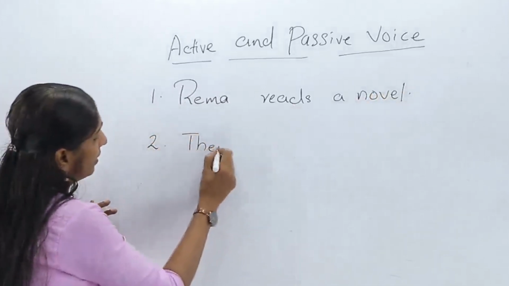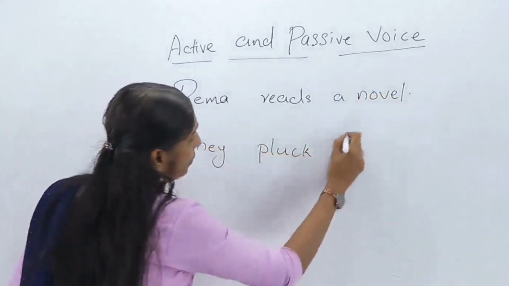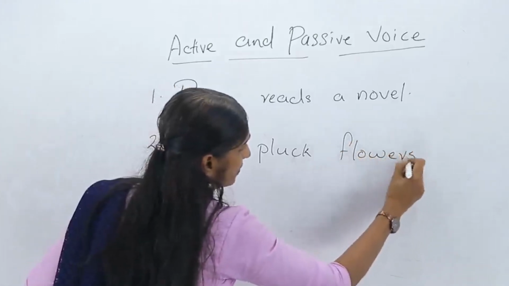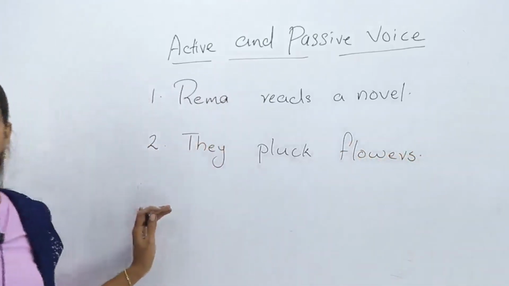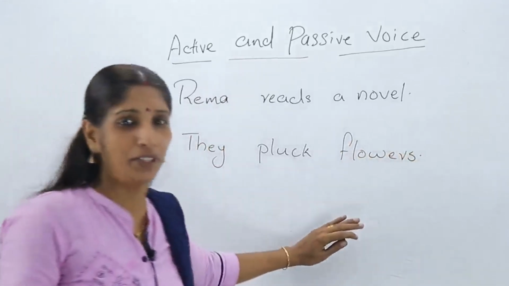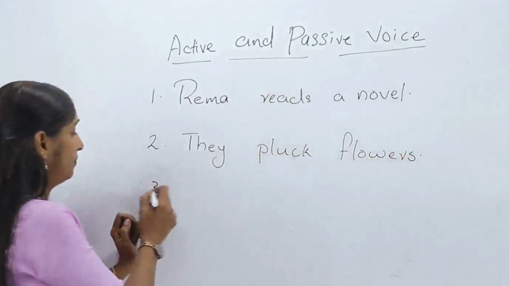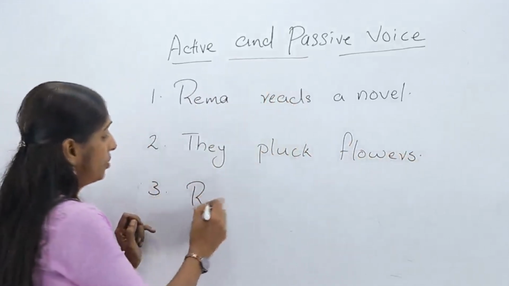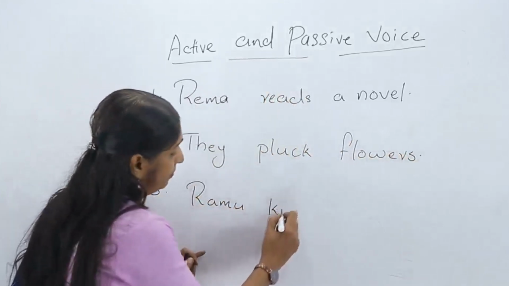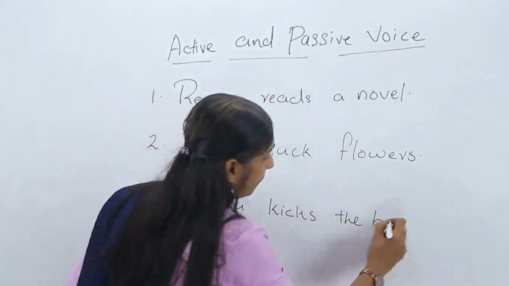They pluck flowers. They pluck flowers. Please write down. Can I give one more question? You can do it now. See. So, write the third question. Ramu kicks the ball. Ramu kicks the ball.